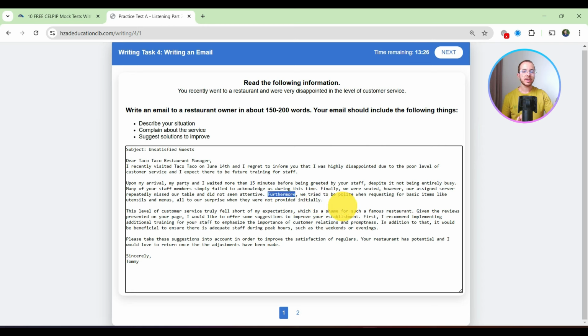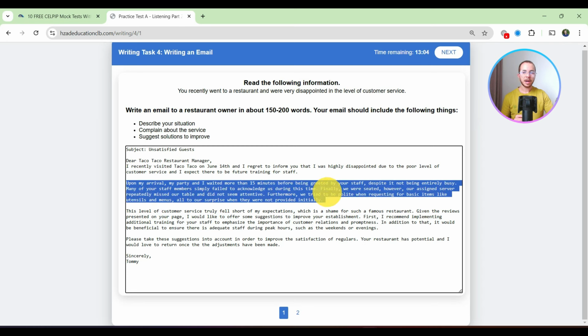Furthermore, good, we started off with a nice transitional. We're adding more to the point. We tried to be polite when requesting for basic items like utensils and menus, all to our surprise when they were not provided initially. Again, I'm having a lot of good vocabulary here, and that will help me to get some boosted marks. In the beginning, this paragraph, I'm talking about my complaint, the main issues.